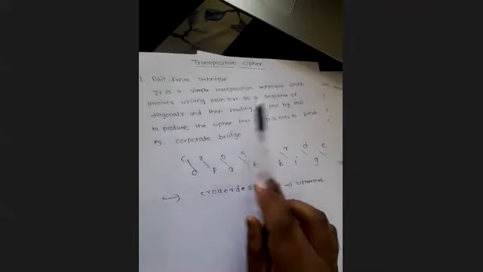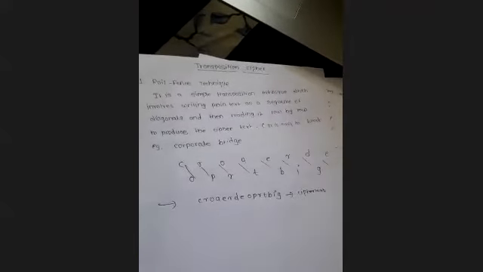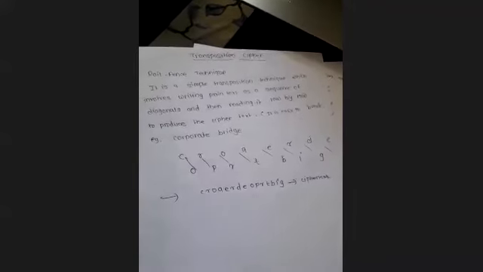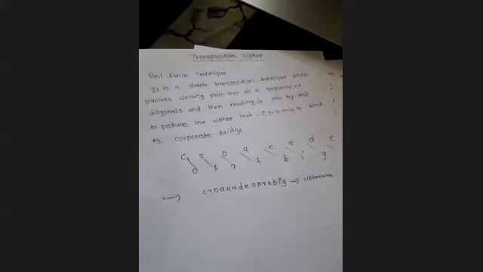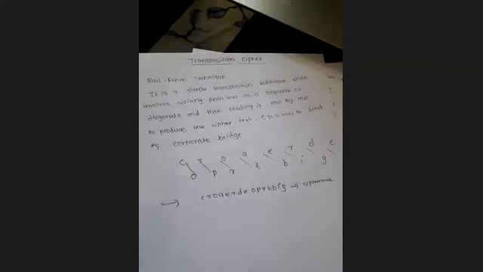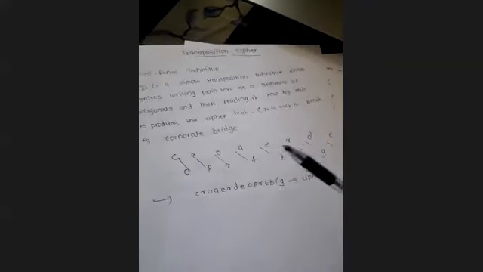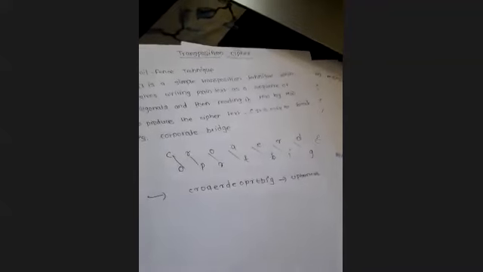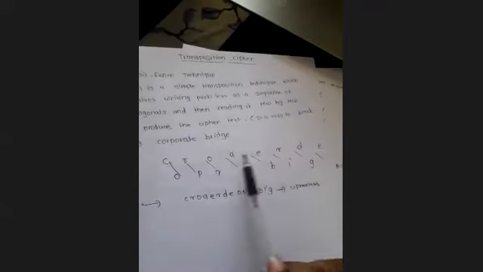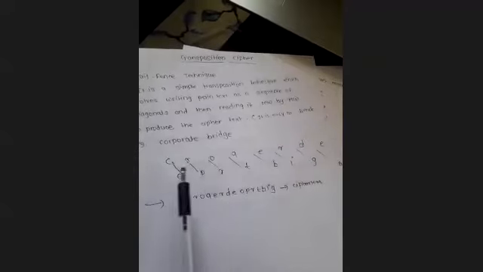Rail Fence technique is a type of transposition cipher technique. What is a transposition cipher technique? In which we just rearrange the plain text letters. We just perform the permutation on the plain text. We do not substitute any other letter for the plain text. We just rearrange the letters, right? So in this, we have to write each and every plain text letter in the diagonal form. Okay, and then we have to read the letters row wise.